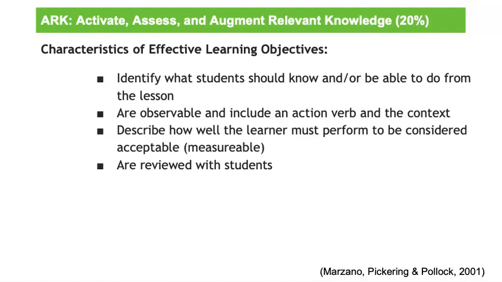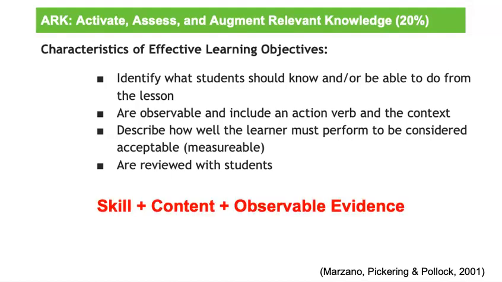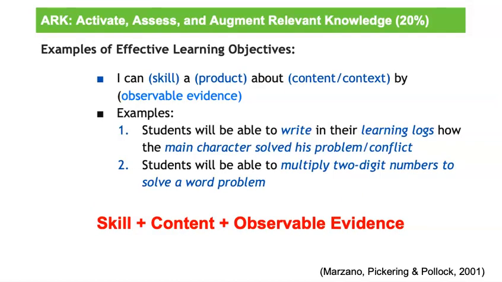It's going to describe how well the learner is going to perform. In other words, it's going to be measurable. There's going to be a product that they are going to create or a measurable action that I can observe. And key here, it needs to be reviewed with the students. Here is our formula: skill plus content plus observable evidence. That's going to give me a good objective.